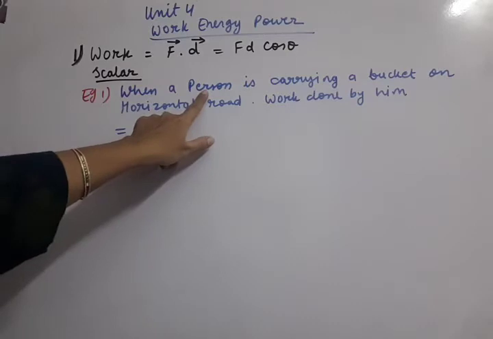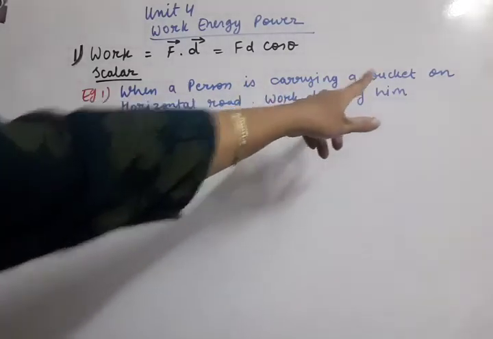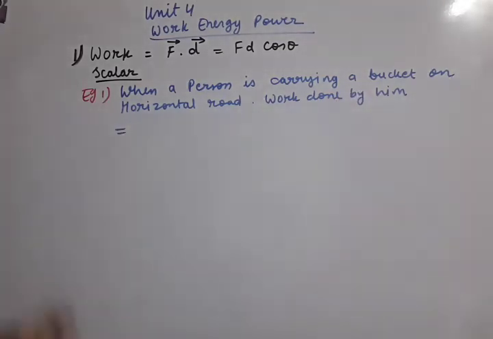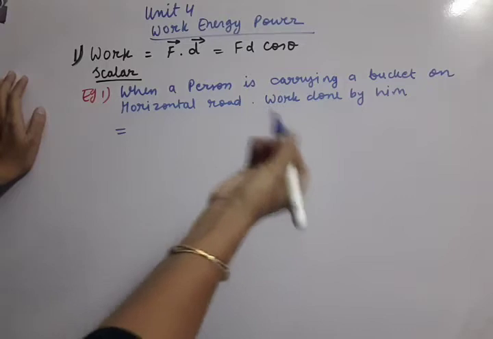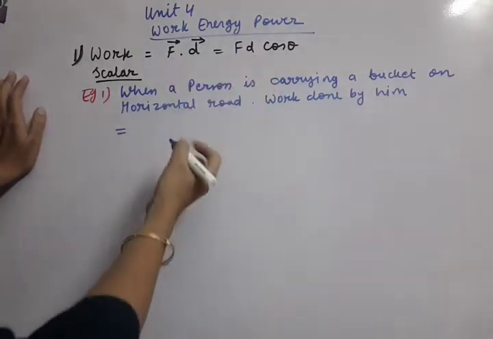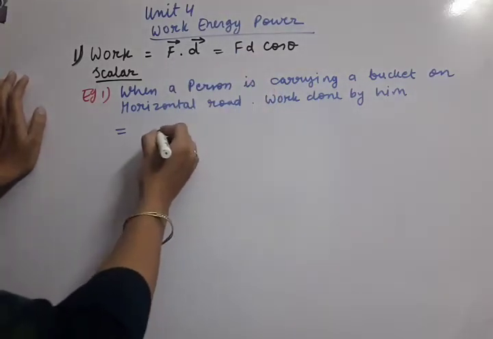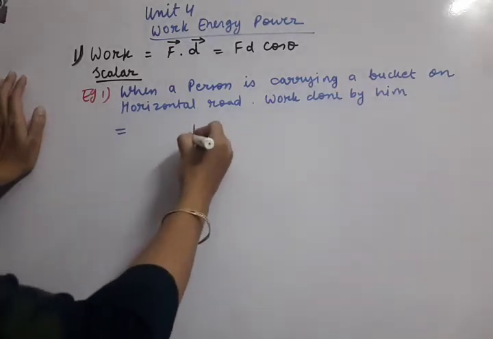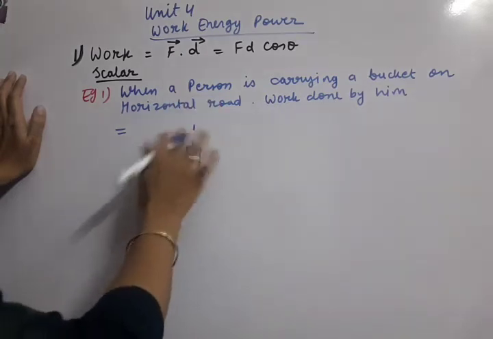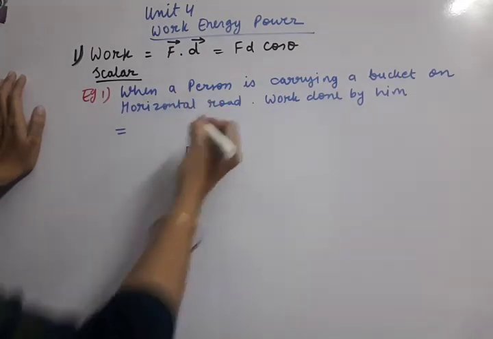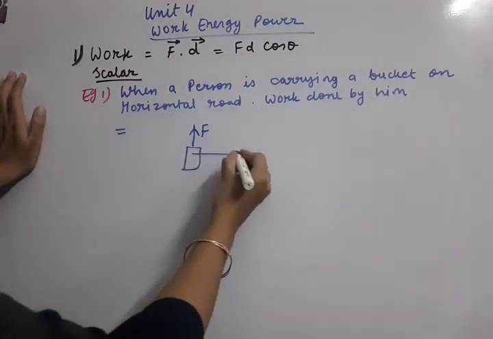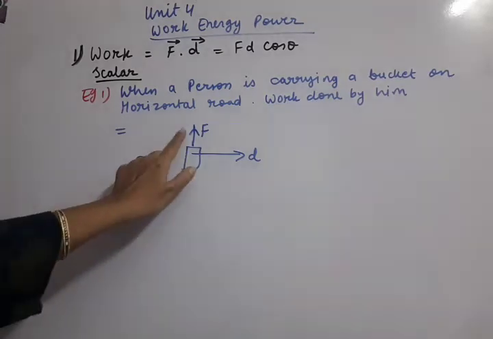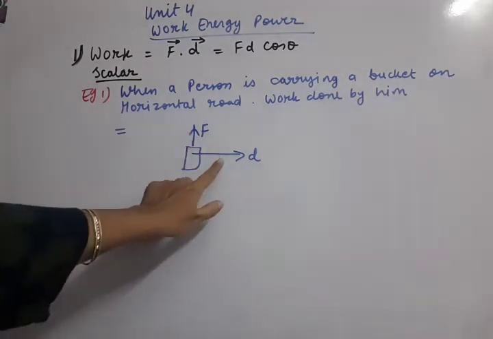Suppose a person is carrying a bucket on a horizontal road. What is the work done by him? We need to draw a diagram to understand the force and displacement directions. So first of all, the person is carrying a bucket. Suppose this is the bucket. The person is applying the force in the upward direction to hold it. So this is the force direction, but the bucket is being carried horizontally. So the displacement direction is horizontal. So the angle between F and D is 90 degrees.